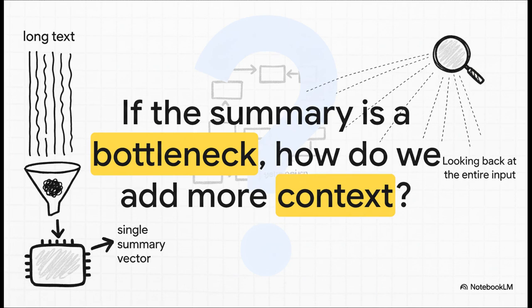And that really leaves us with a final big question to think about. If forcing the entire meaning of a long text into one tiny summary vector is the problem, what's the alternative? How could we design a system that lets the decoder peek back at the entire input whenever it needs to instead of just relying on one single condensed thought? That question, right there, is what would lead to the next giant leap forward.